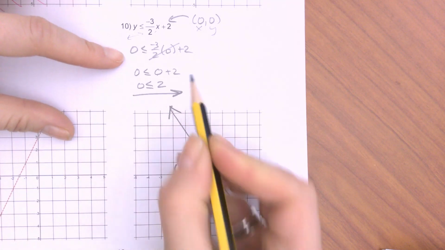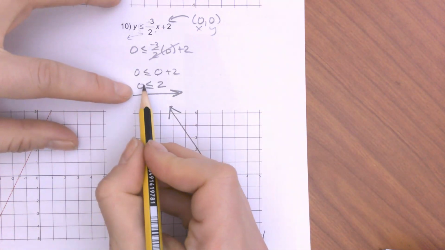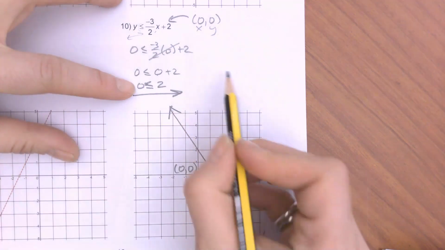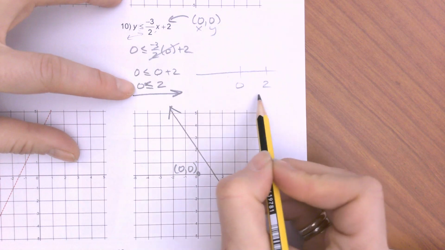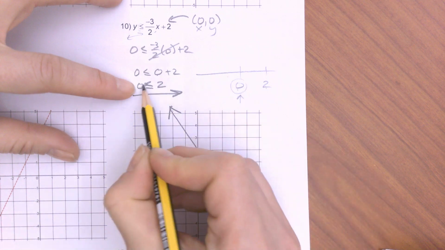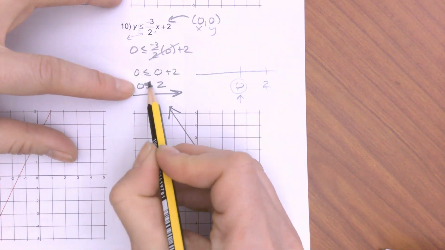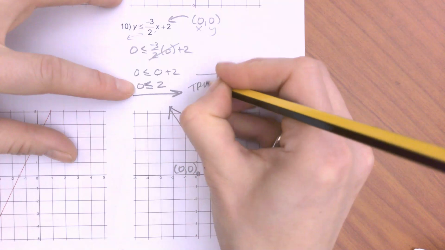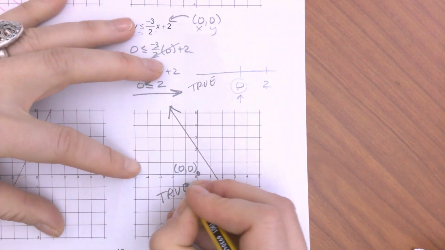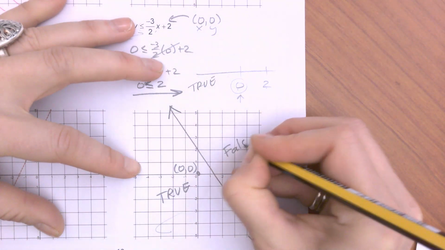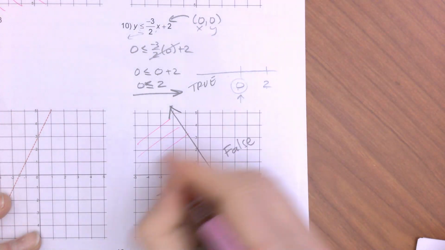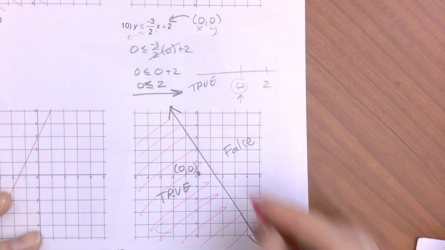So now I read this. I'm touching the small side of this sign first. 0 is smaller than or equal to 2. Is 0 smaller than or equal to 2? Yeah, true. So that means this side is true, and this side is false. What side do we color? Yeah, we color the true side. So this is my solution set.